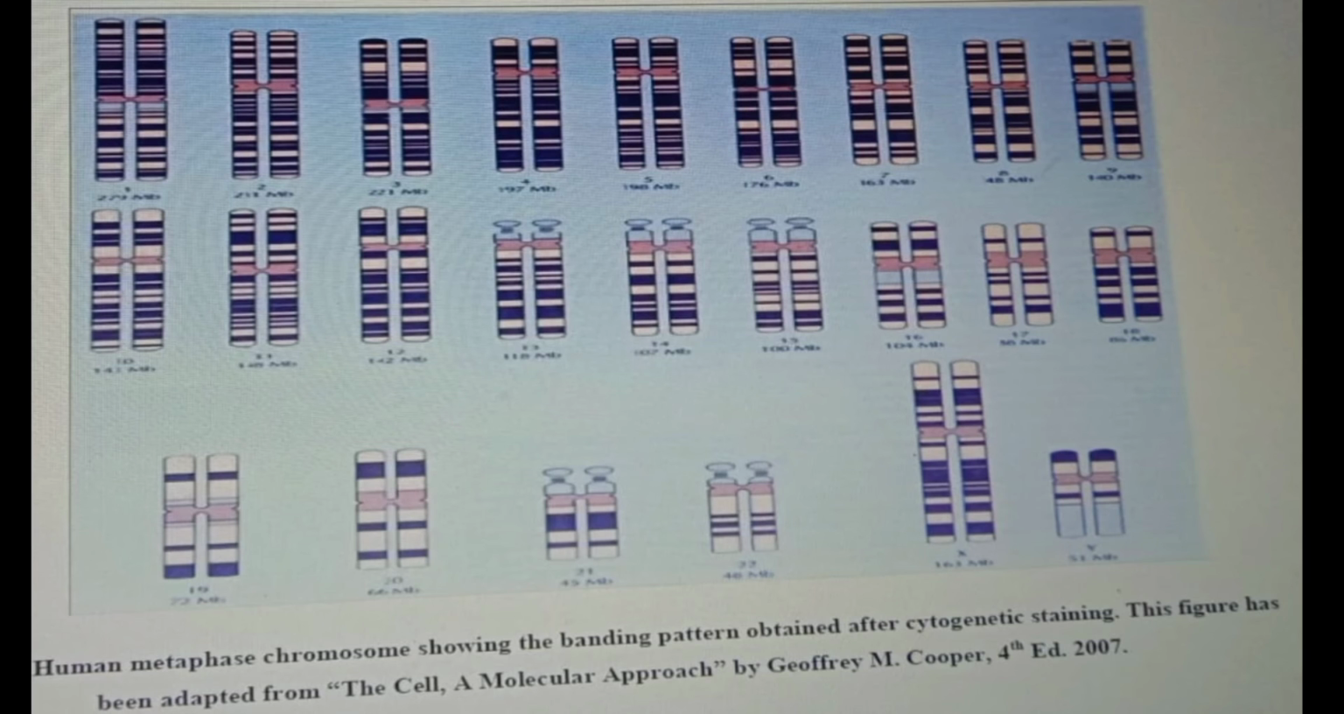These are pictures of the human chromosomes and their banding pattern obtained by cytogenetic staining. These are the 23 pairs: 1, 2, 3, 4, 5, 6, 7, 8, 9, so 9 pairs, and these are 18 and these are 18, and these are the other chromosomes. These are human metaphase chromosomes.